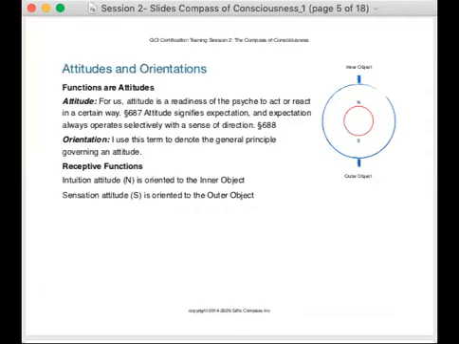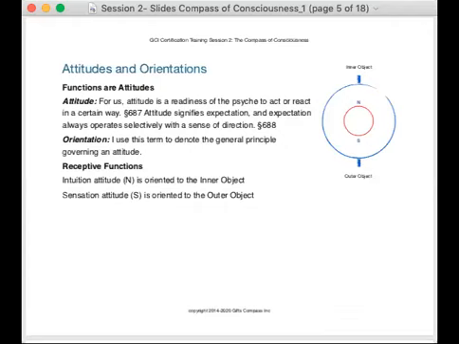Intuition is ready to receive the contents of the inner object. That is its attitude. The inner object is its orientation. Its function is to become aware of the contents of the inner object. Sensation is ready to receive the contents of the outer object. That is its attitude. The outer object is its orientation. Its function is to become aware of the contents of the outer object.